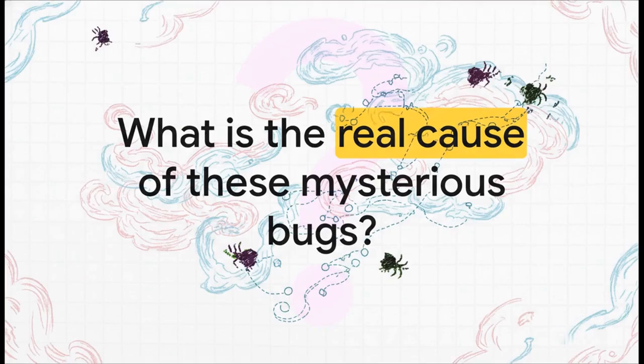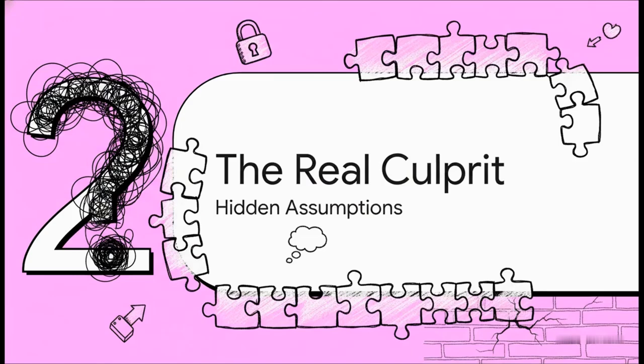So, if it's not a simple coding mistake, then what in the world is it? What's this invisible force that's making our perfectly good code just fall apart? And here it is. The real culprit is something we all do every single time we write code. We make assumptions, hidden ones, unstated ones, and a lot of the time, we don't even realize we're doing it.